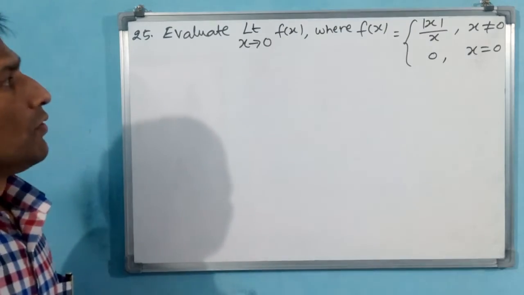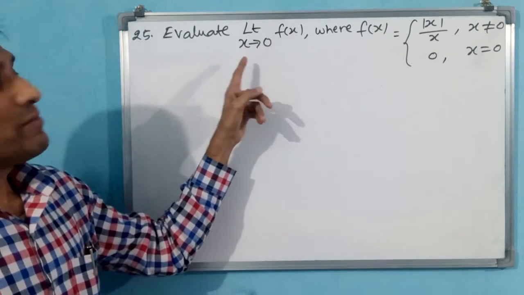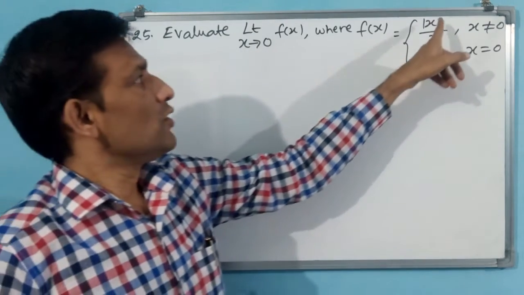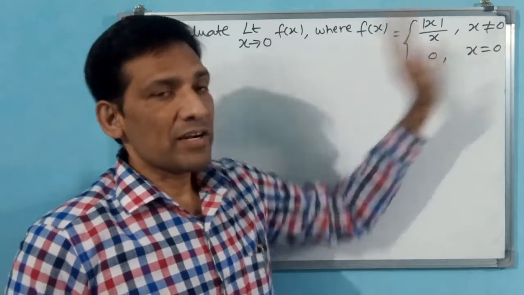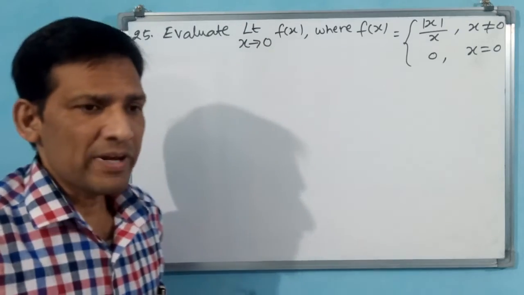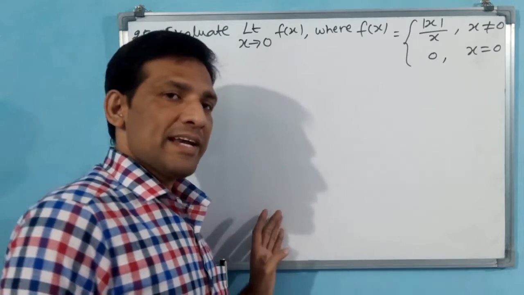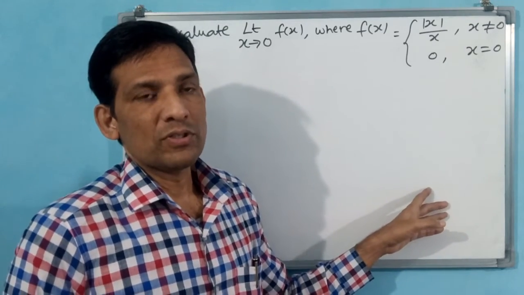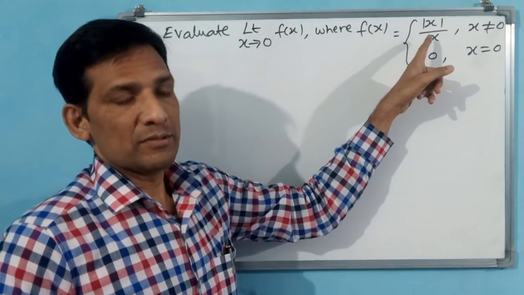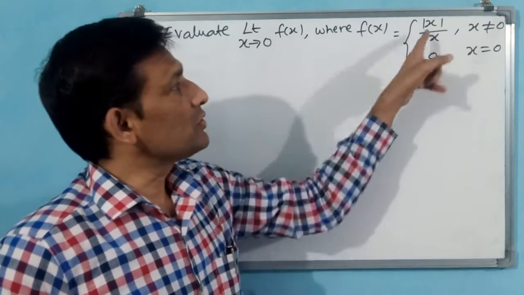See carefully this question, how to tackle it carefully. Evaluate limit x tends to 0 of f of x, where f of x is modulus x by x when x is not equal to 0, and 0 when x is equal to 0. See, 0 when x is equal to 0. But when x is not equal to 0, it may be less than 0 or greater than 0. If it is greater than 0, you have to take this expression, and if it is less than 0, you have to use that expression.